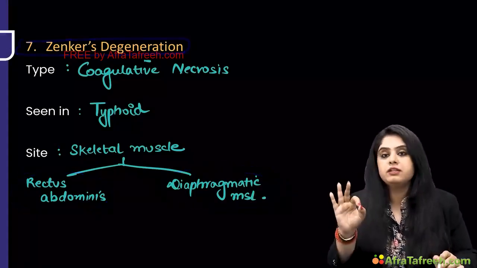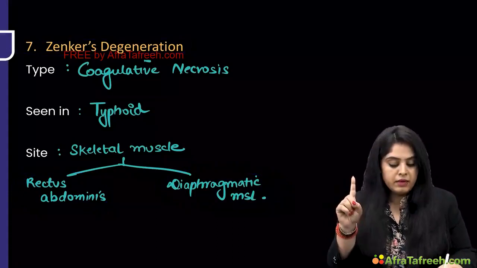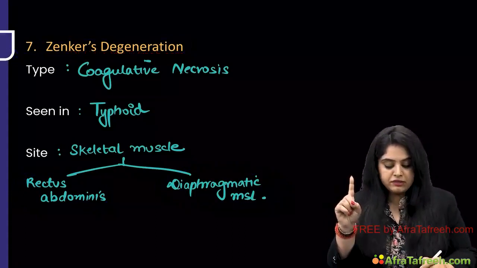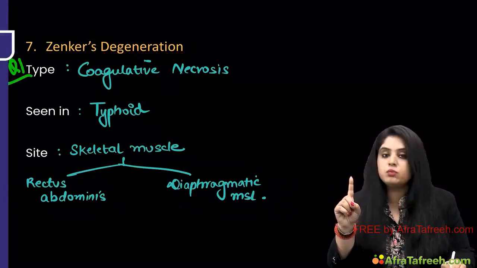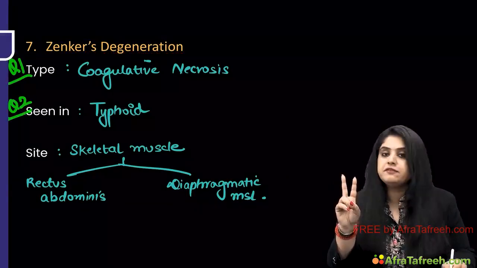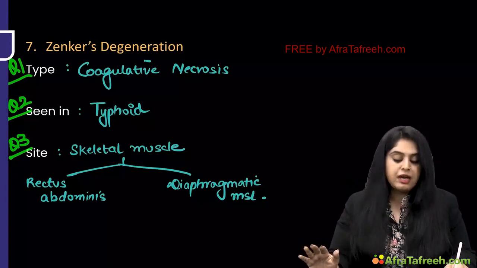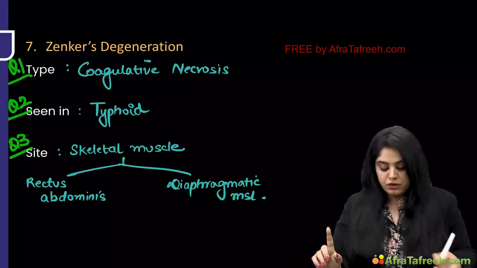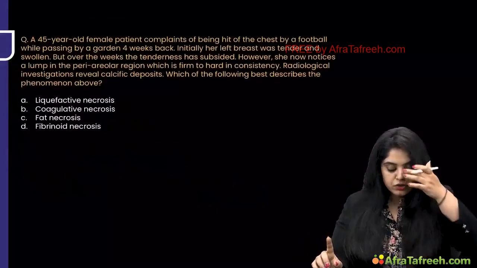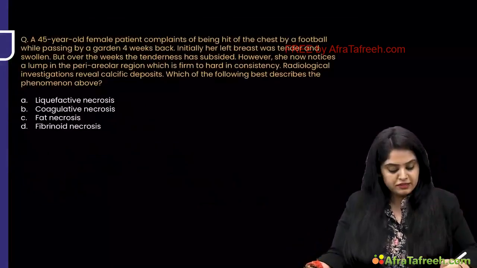So these are the three PYQs of Zenker's that you've got. Number one, it is a type of coagulative necrosis. So it's nothing new for us. That's question 1. Question 2, it is seen in typhoid. And question 3, it is seen in organs like skeletal muscle. And that wraps up your entire discussion of necrosis. Let's see if you can do one more question quickly and see whether you were able to guess things well.